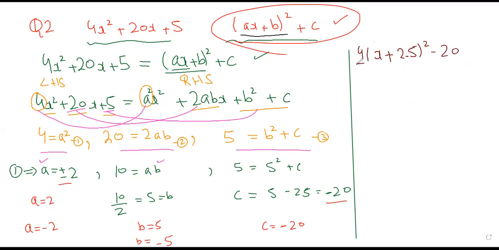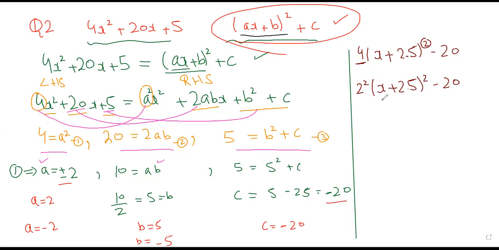Now we need to get rid of this 4. In order to get rid of this 4, I need to take it inside. When I take it inside, I need to take it inside the square. For that, I need to do it this way: 2 squared into x plus 2.5 squared minus 20. Now, Rafe, I know 4 can be written as 2 squared.